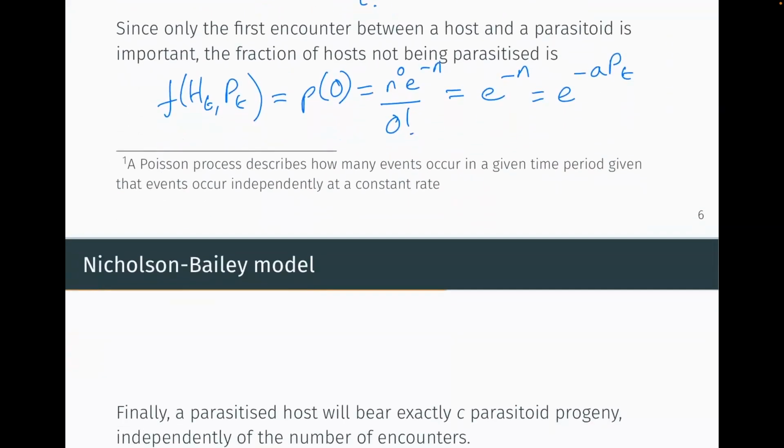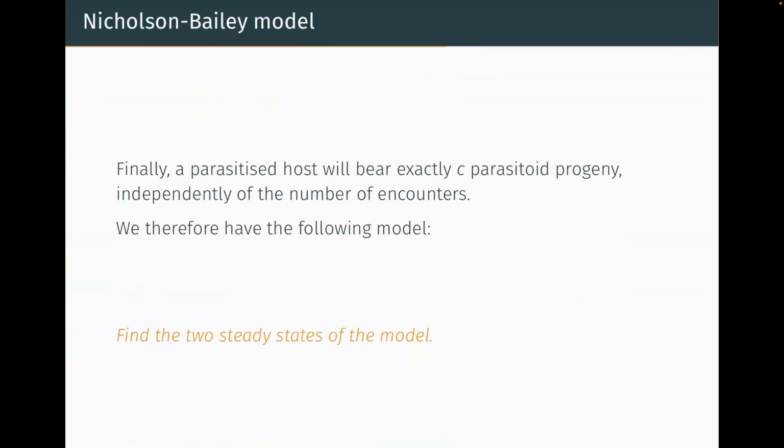Okay. So we have an expression for the fraction of the population that's not parasitized. That means that we can write down our Nicholson-Bailey model. So our host population at time t+1 is going to be equal to its growth rate r times the density of hosts at time t, times the fraction that are not parasitized. We just worked that out as e to the minus a P_t on the previous slide.